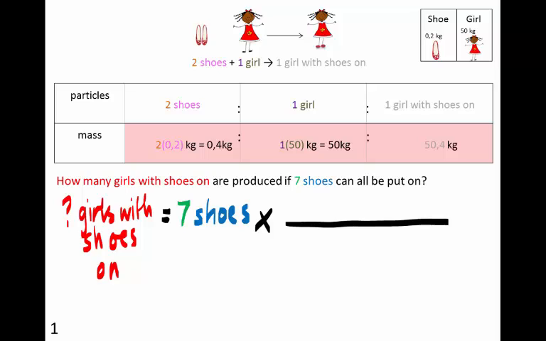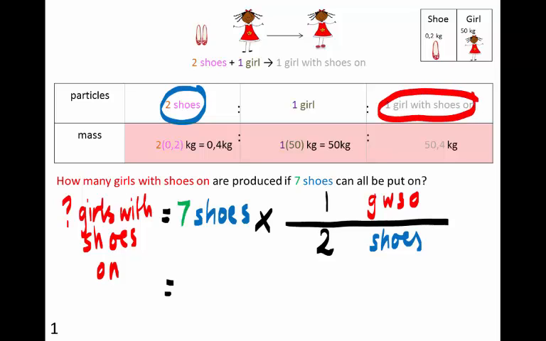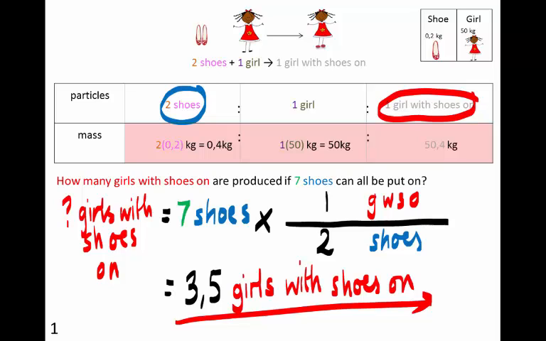We get the conversion factor from this reaction ratio over here, and we must write it in the format that has girls with shoes on at the top and shoes at the bottom. That's just my shorthand for girls with shoes on. And we know that 2 shoes are always associated with 1 girl with shoes on. So we calculate 7 divided by 2, 3,5, which is obviously ridiculous because you don't get half a girl. But we can think of it as 1 girl has only half what she needs on her feet. So if all 7 shoes can react, you'll get 3,5 girls with shoes on as your product.